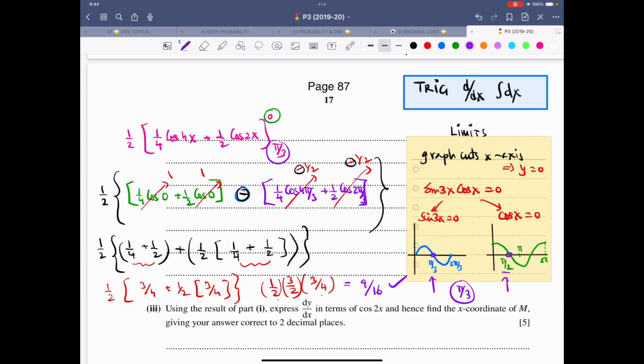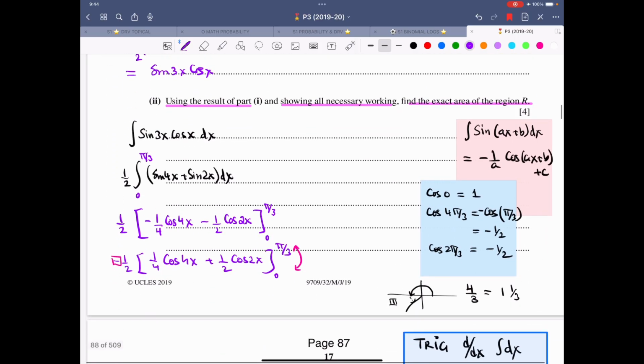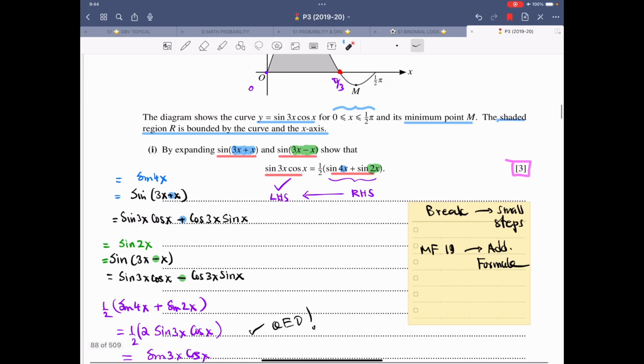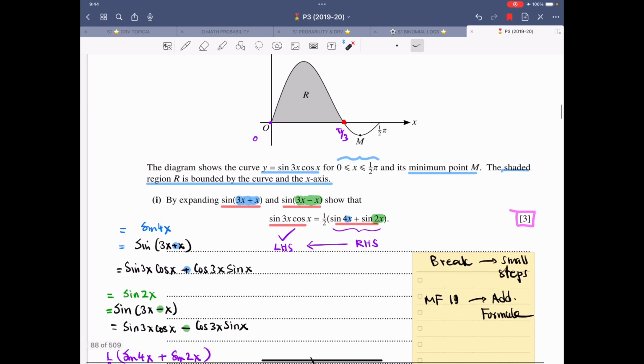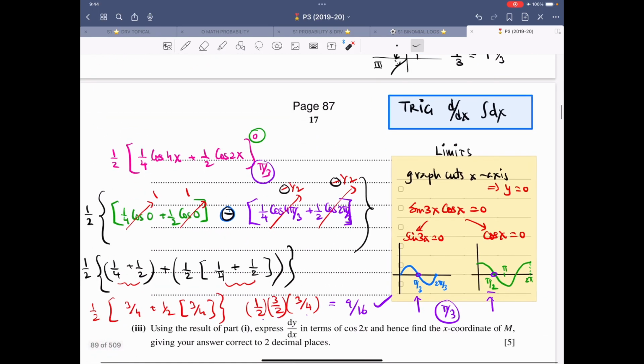And this is much more worth than 4 marks. A lot of things happened over here. Think about it all again. First of all, let me recap using the result of part 1. What is the result of part 1? That is sine 3x cosine x is half sine 4x plus sine x. That means integration of this is the same thing as integration of this. That's the first thing. The second thing was about the limits.